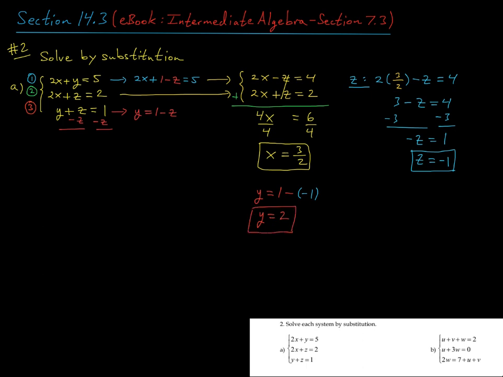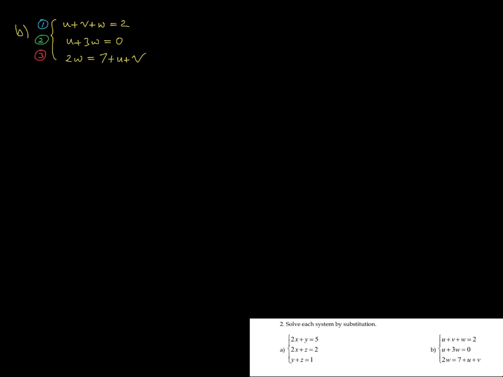All right, so then for our final answer here, we'll write this as an ordered triple, just like we were doing in the last video. So this is 3/2 for x, 2 for y, and -1 for z. Cool. All right, so that is our solution. Let's go ahead and do part B.